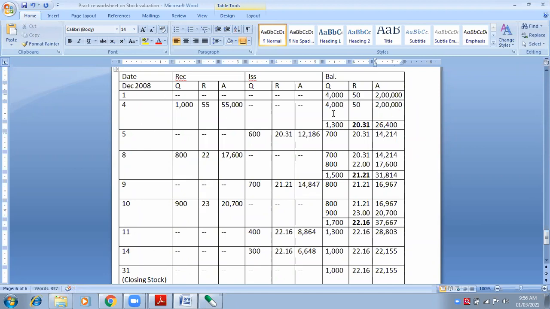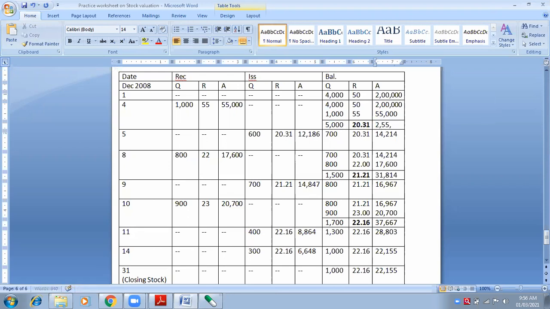Just below that we will write 1,000 units, the units that we have purchased just now. So 1,000 into 55 will be 55,000. Okay, tell me the total. 1,000 plus 4,000 is how much? 5,000.